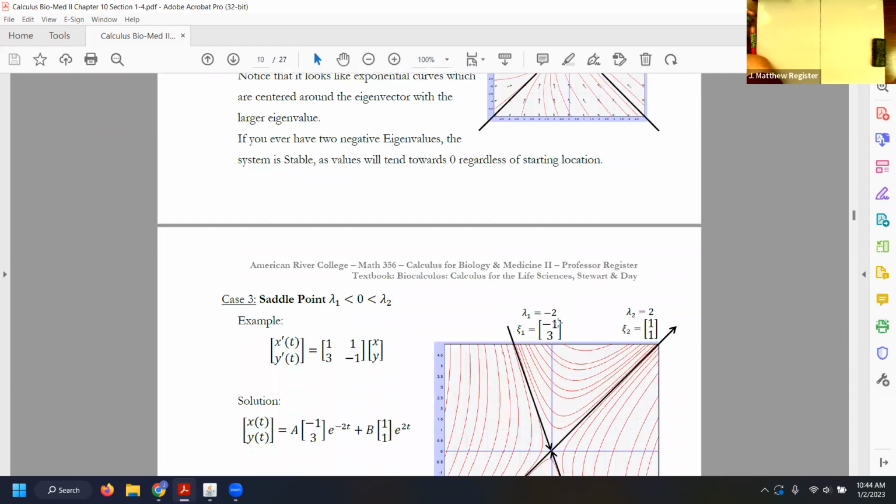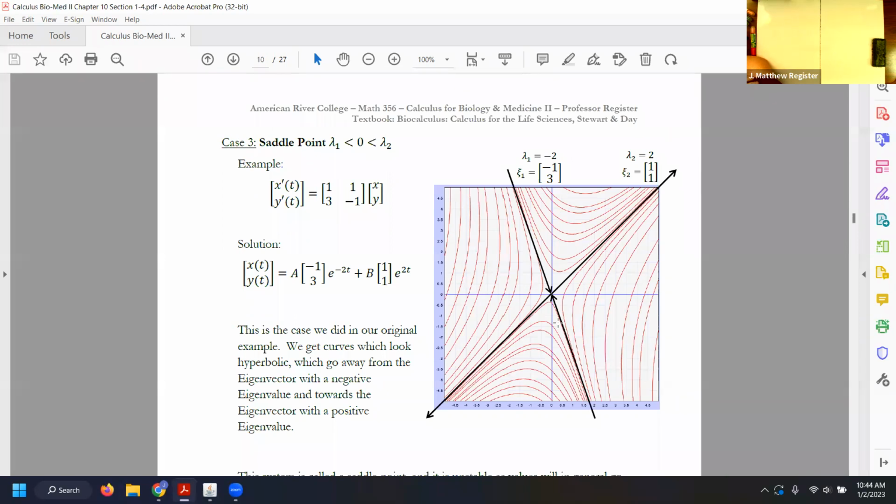The third case is the saddle point. This one's the easier of the three because you have one which is going in and one which is going out. And the curves are just going to be going from the one going in towards the one going out. It can be a little tricky to graph, but it is very doable.